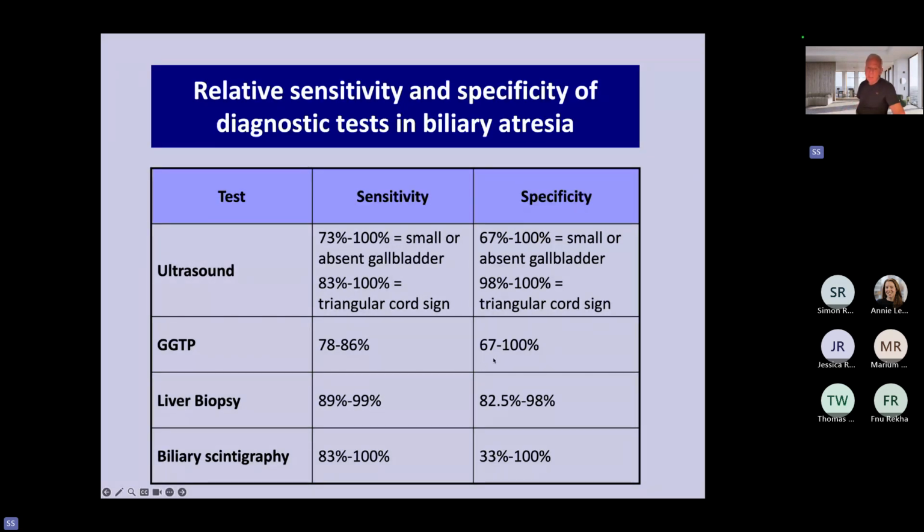GGT, as we mentioned, again, I've never seen a baby who did not have an elevated GGT who had biliary atresia. Liver biopsy, again. Here's the problem with biliary scintigraphy. While it's very sensitive, its specificity is lousy. And so, again, I do not tend to use it in the diagnosis of biliary atresia. I never did. Don't do it anymore, but I never did.